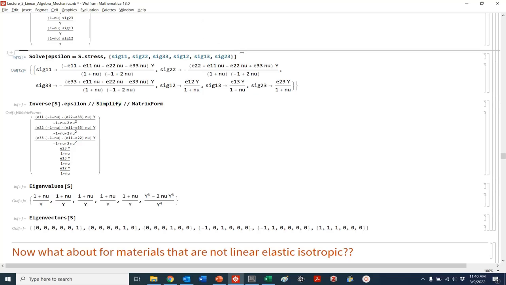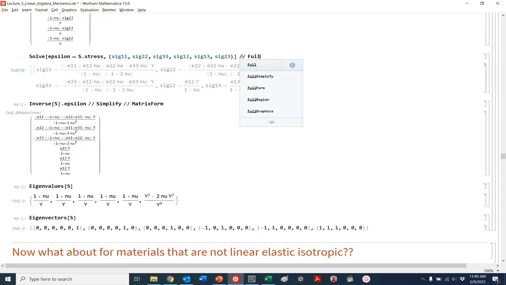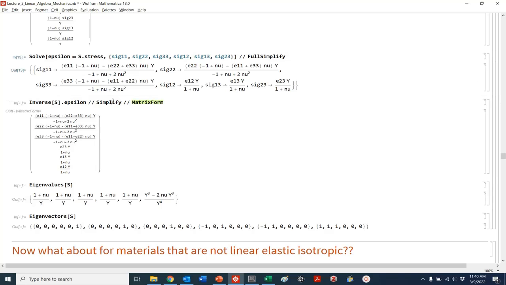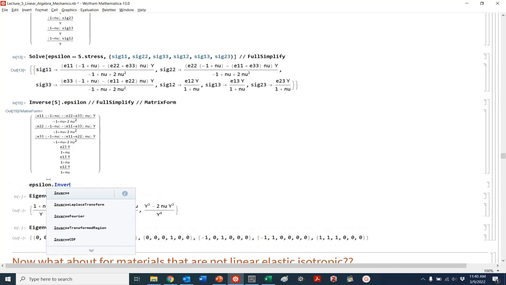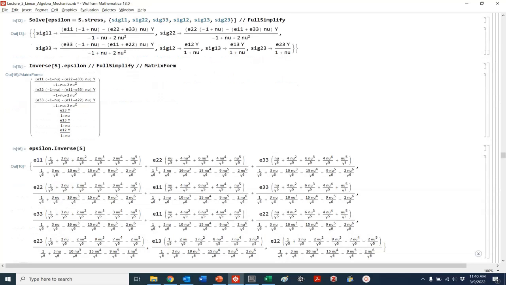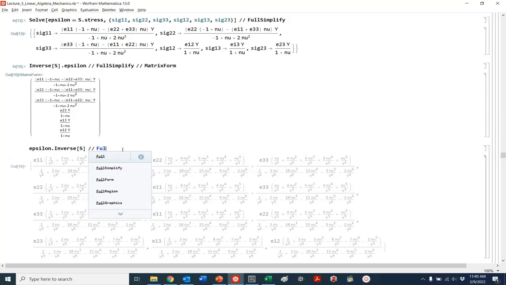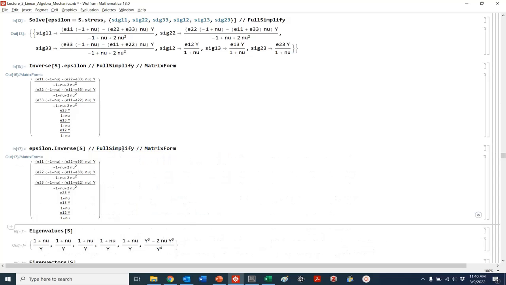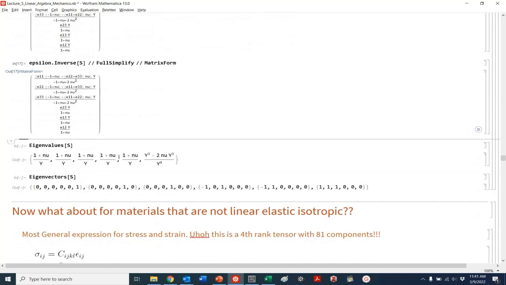Actually, we can help ourselves out. Let's do full simplify, and we can see the same relationships here, epsilon 2, 3, and we're good to go. This is the nice part of this expression. Remember, epsilon dot inverse S; remember, order matters. So let's do simplify. Actually, it doesn't matter here because we're symmetric. So we can look at and visualize this similarly.